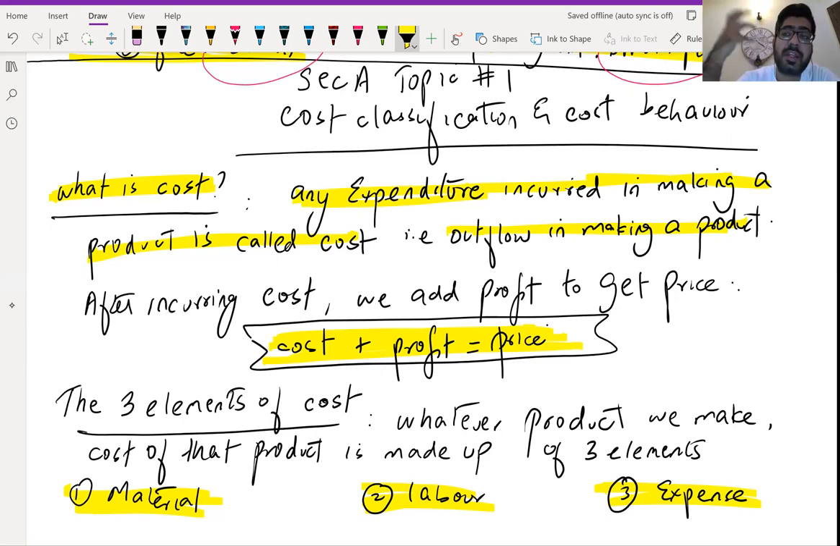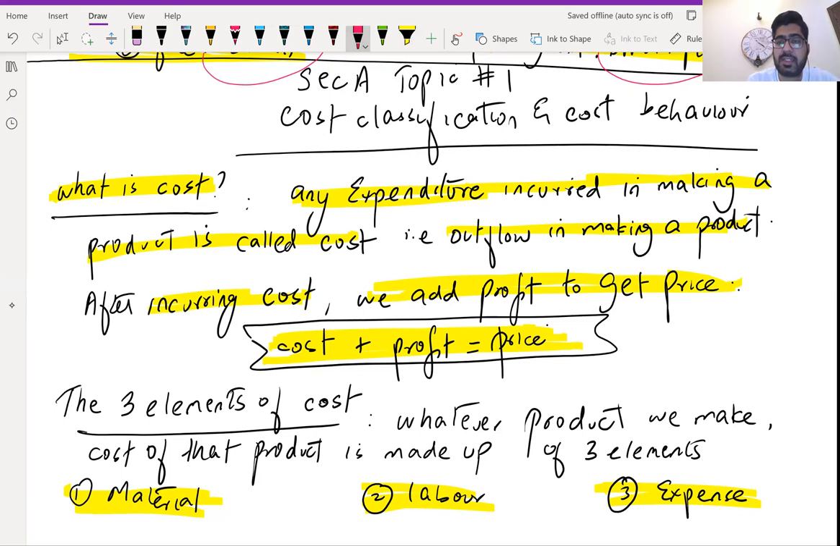A person is constructing his house. So when he makes the house, it's not for free. There is some expenditure in constructing that house. That is called cost. Okay. So any expenditure incurred in making a product is called cost. And after incurring cost, we add profit to get price. Like cost, add profit is price.